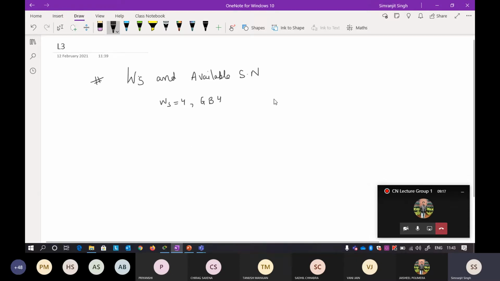Okay, so now you know the receiver window size in Go-Back-N is always 1, so there is no problem in that. Now what you do, your sender window size is 4: 0, 1, 2, 3. So these packets will be transmitted in parallel.